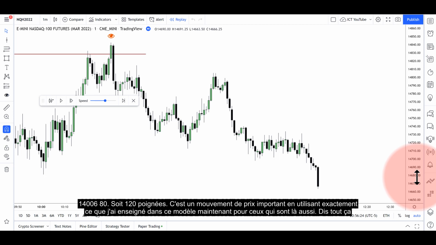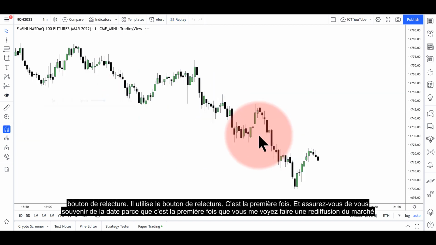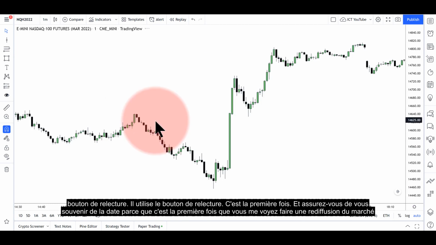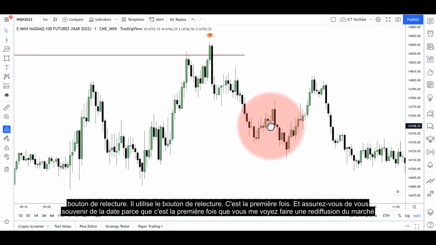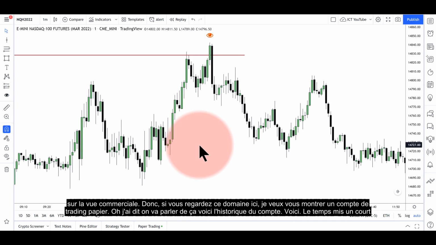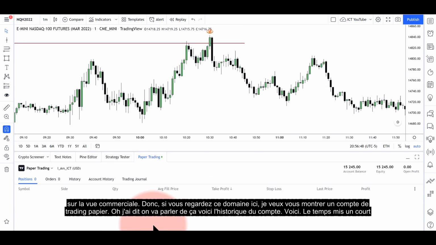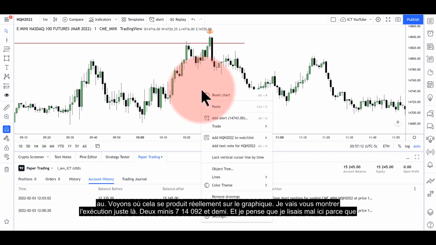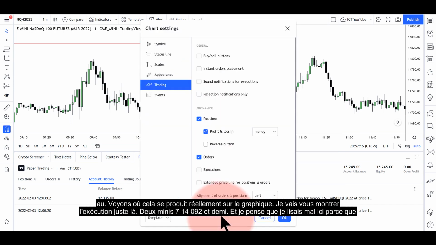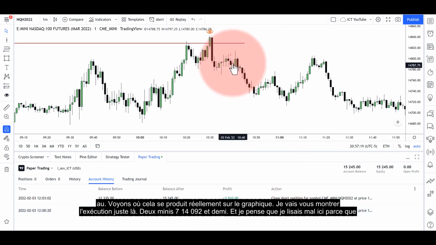Using exactly what I've taught in this model. Now, for those out there that say, oh, he uses the replay button: that's the first time, and make sure you remember the date, because that's the first time you see me ever do market replay on TradingView. So if you look at this area in here, I want to show you the paper trading account. Oh, I said we were going to talk about that. Here is the account history. Here you go, the time. Put a short on. Let's take a look at where that actually occurs on the chart. I'll show you the execution. Right there. 2 minis.